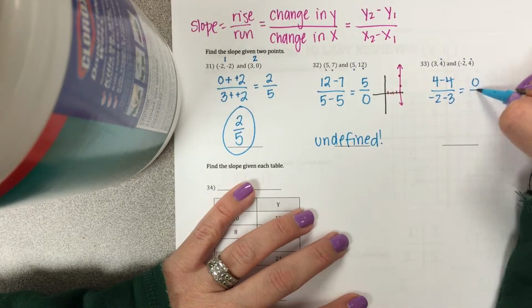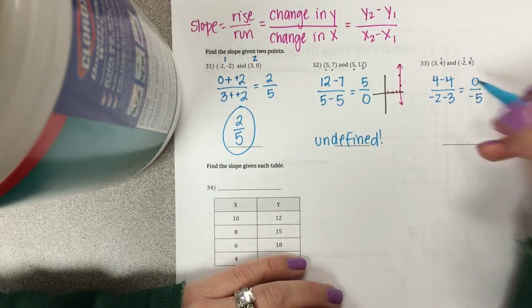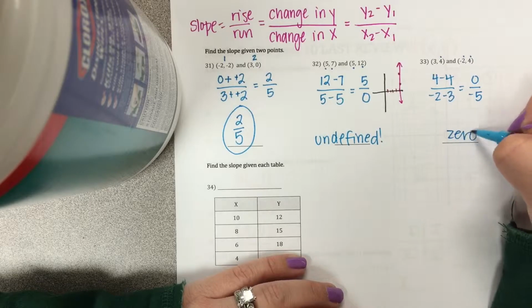Okay, and then my last one, 4 minus 4, y2 minus y1 over x2 minus x1. 4 minus 4 is 0. Negative 2 minus 3 is negative 5. If you have a 0 on the top, that means that it's going to be a slope of 0.